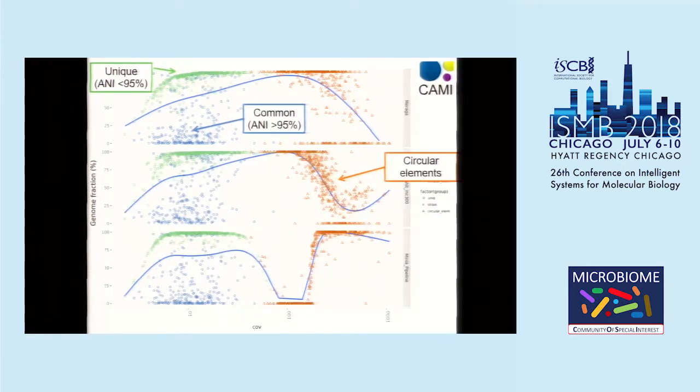But apparently, some assemblers have some weird problems, like this one here. This is Minia. The early version of Minia has problems with coverage around 100x, but when there's more coverage, it's actually doing a pretty good job. This one here doesn't assemble anything with very high coverage, right?